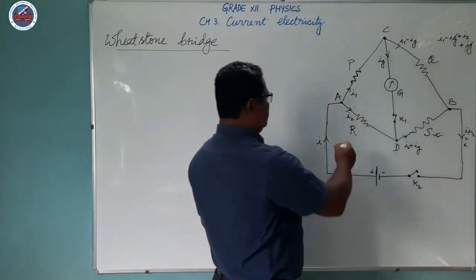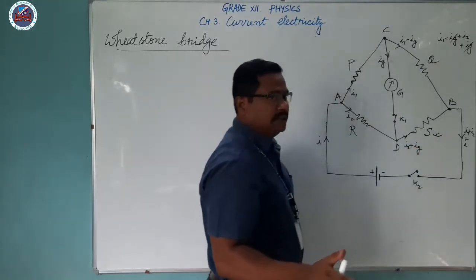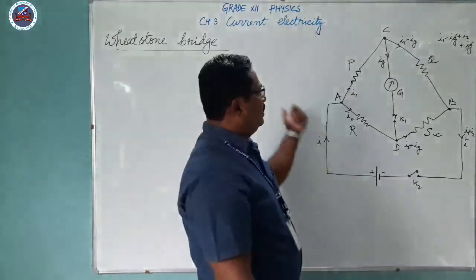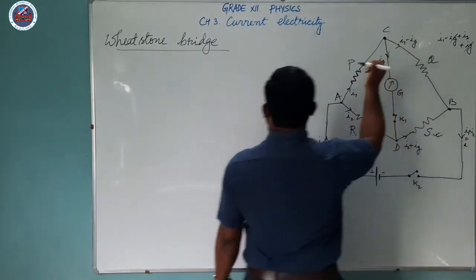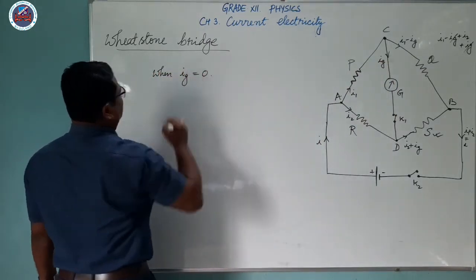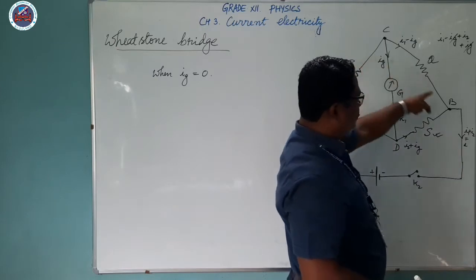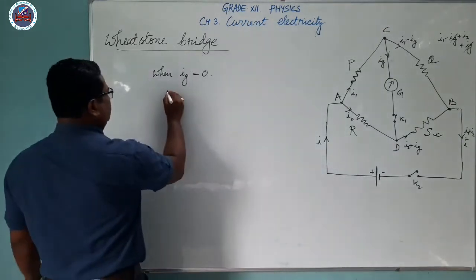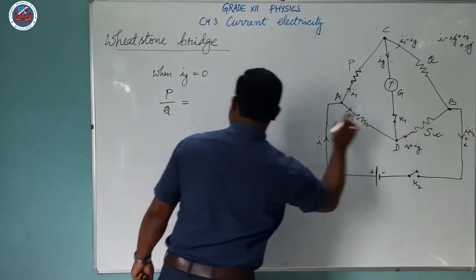Now during the time of finding out the value of S, one condition you have to follow, that is called the balance condition of Wheatstone bridge. When no current flows through this galvanometer, that means when Ig is equal to 0, then the bridge is said to be balanced. Under that balanced state, this ratio P by Q will always be equal to R by S.